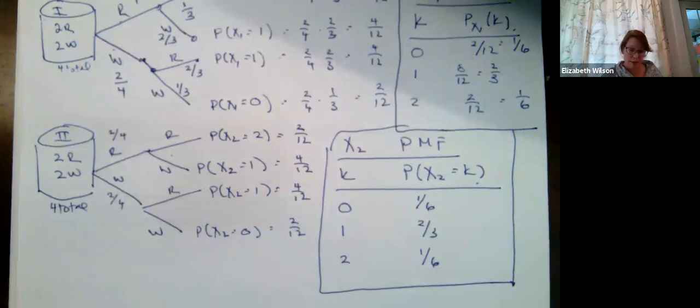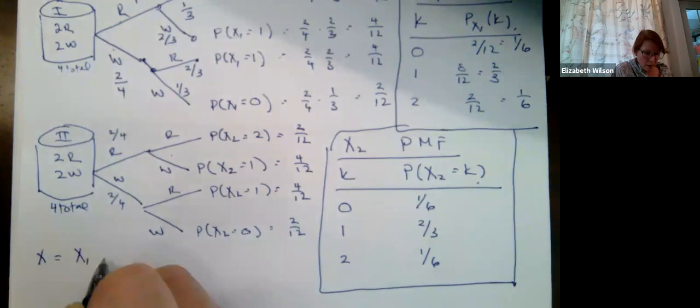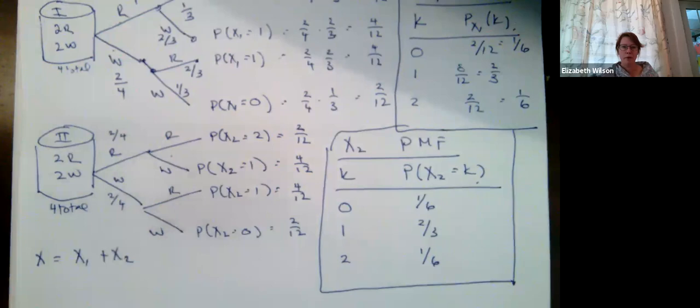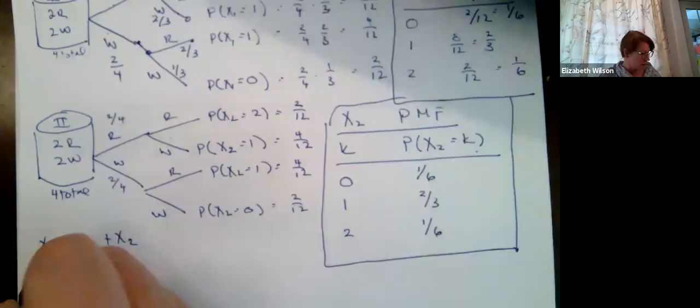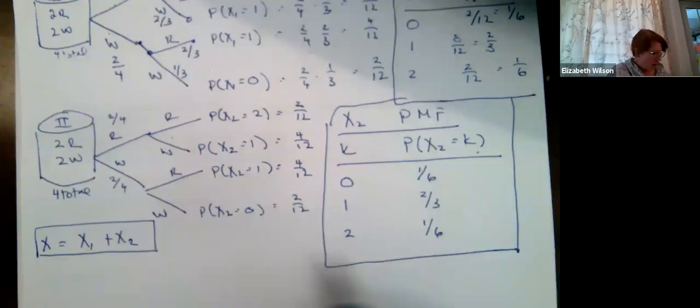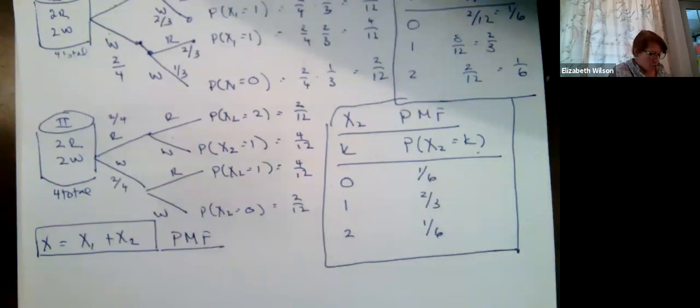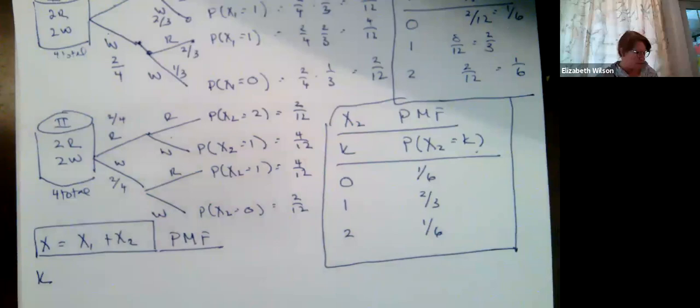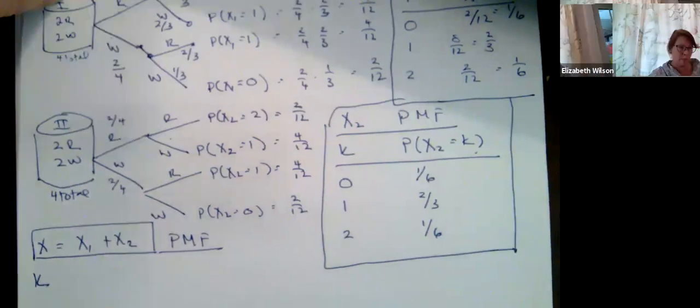Now we're going to take that. We want to come up with our random variable x, which is the sum of x1 and x2, and we want to come up with a PMF for our random variable x. So now we're going to make our PMF, this probability mass function. I've got my possible k values, the k values that I'm going to get. Now I have to think about k being the sum of both, so I need to think about combinations.